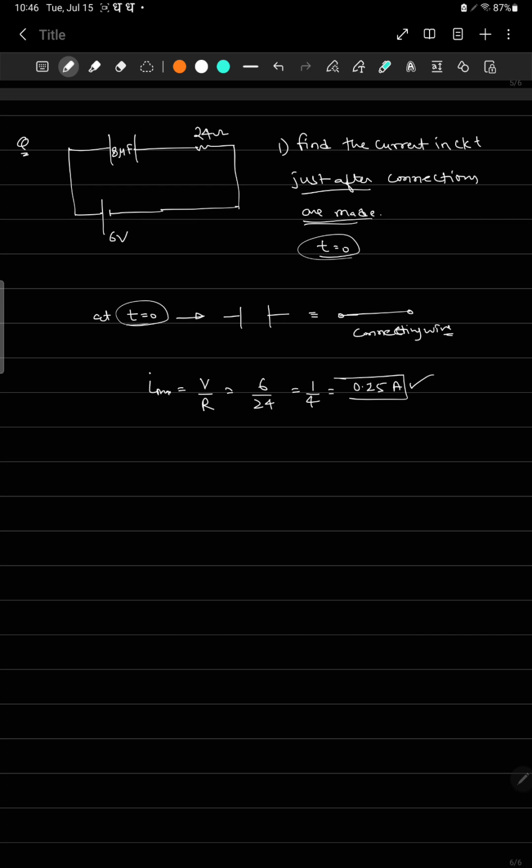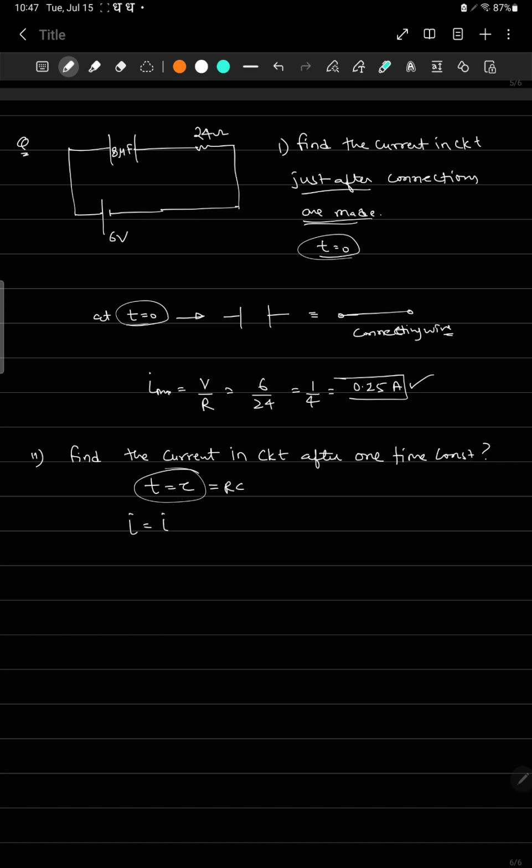And there's one more question in the same question: find the current in the circuit after one time constant. One time constant means t equal to tau. After t equal to tau, which is RC, what is the current in the circuit?